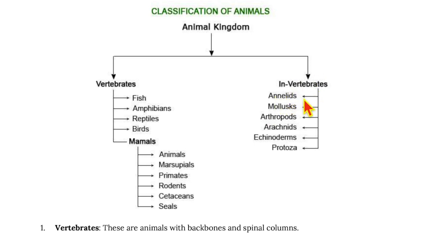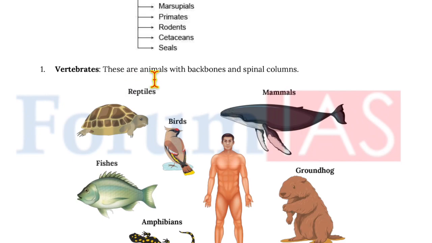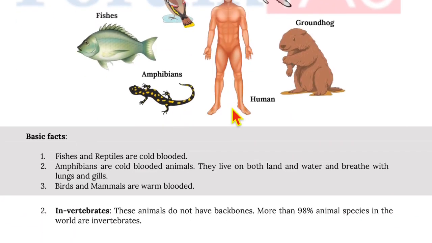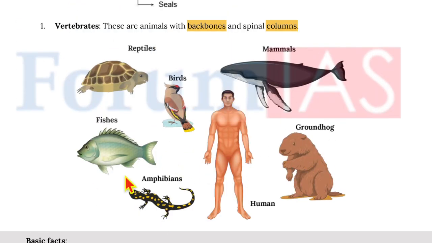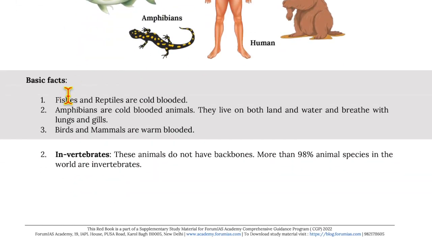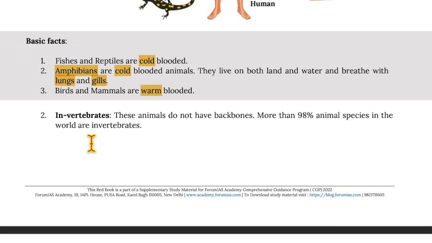In invertebrates, we'll have annelids, molluscs, arthropods, arachnids, echinoderms, and protozoa. Now, moving on to vertebrates, these are animals with backbones and a spinal column. Some of the examples would be groundhog, amphibians, fishes, birds, reptiles, etc. Now, a basic fact would be that fishes and reptiles are cold-blooded. Amphibians are cold-blooded animals. They live in both land and water and breathe with their lungs and gills. Now, birds and mammals are warm-blooded. Moving on to invertebrates, these animals do not have a backbone. More than 98% of the animal species in the world are invertebrates.